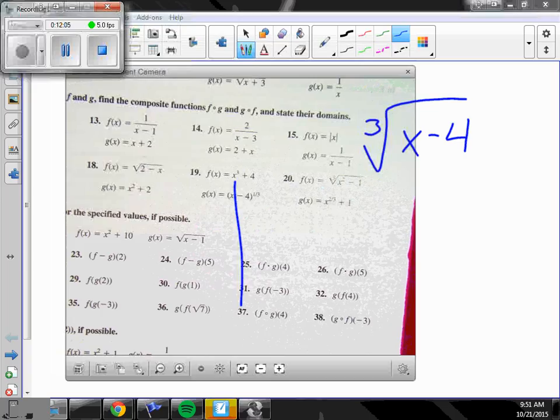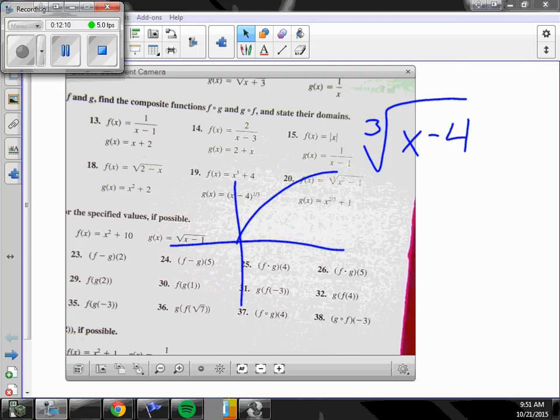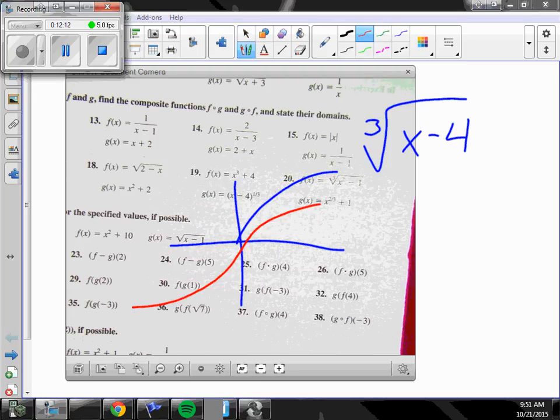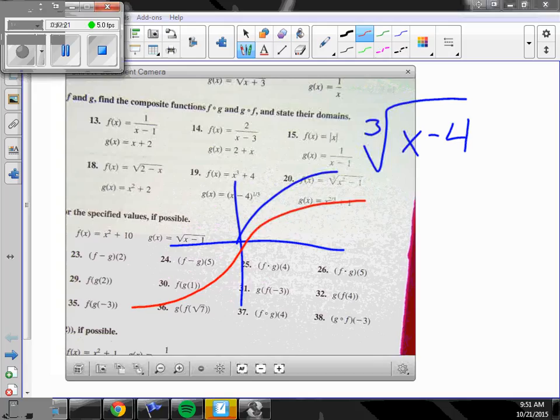And you can see that on the graph. A square root graph looks like this, whereas a cubed root graph looks like that. So cubed roots do have all real numbers in the domain, whereas a square root is limited on one side. Okay? All right. Good luck.